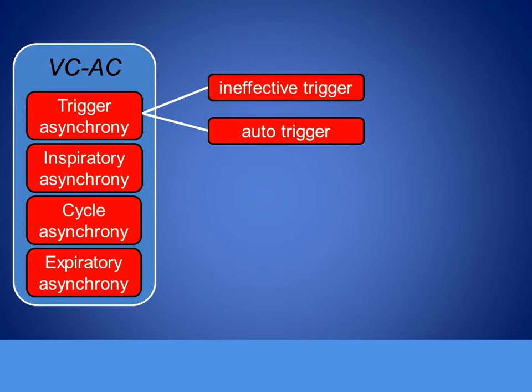There are two types of trigger asynchrony. The first type is ineffective trigger. The second type is an auto trigger. So we will focus right now on ineffective triggers.